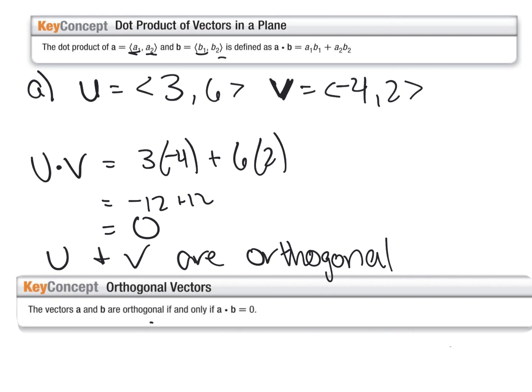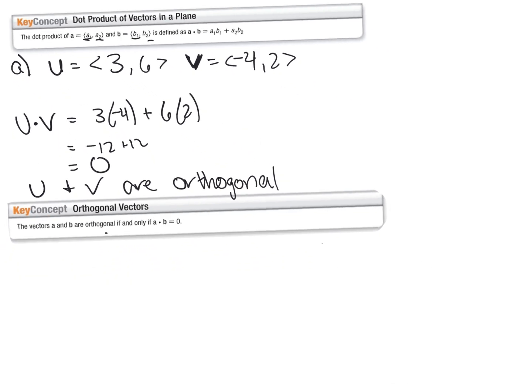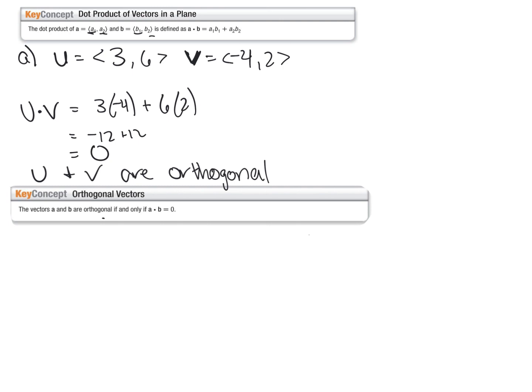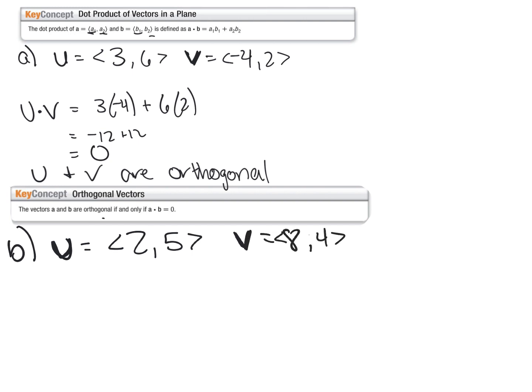Let's go ahead and look at another example. Let's zoom this out. So example B is if U is 2, 5, and V is 8, 4. So U dot V is 2 times 8 plus 5 times 4.